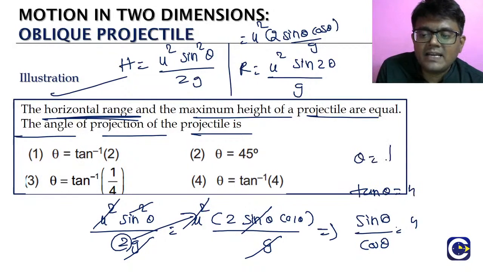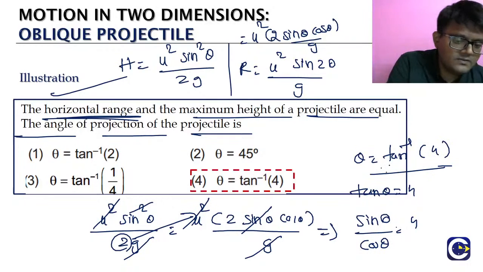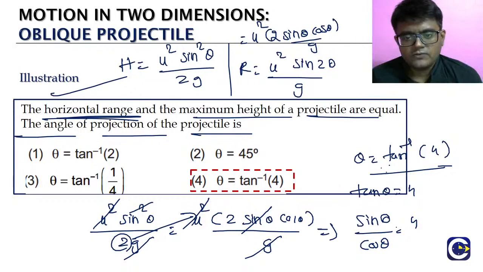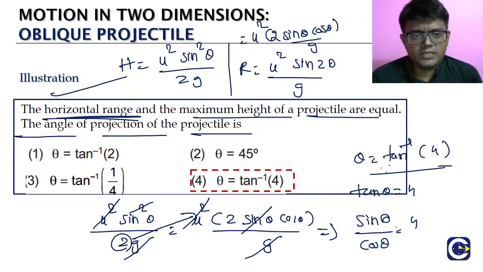How do we represent the value of theta? Theta is equal to tan inverse of 4. What is the answer? Option 4. What is the answer for this one? Option 4. Okay, so it is a straight question. We only need to remember the formulas. Like this, we will have a lot of questions in the NEET examination straight on the formula.